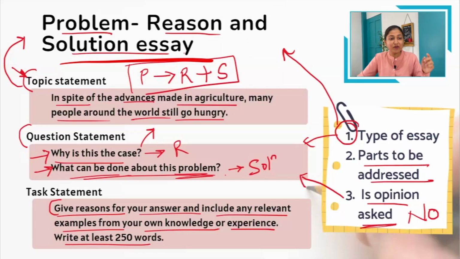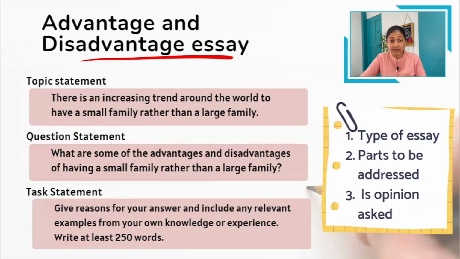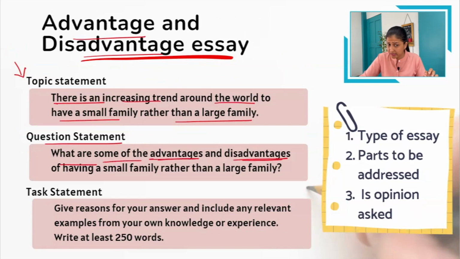Let's move on to the 4th type of essay, which is the advantage and disadvantage essay. Once again, let's read from the beginning. The topic statement says, there is an increasing trend around the world to have a small family rather than a large family. Then the question statement says, what are some of the advantages and disadvantages of having a small family rather than a large family?